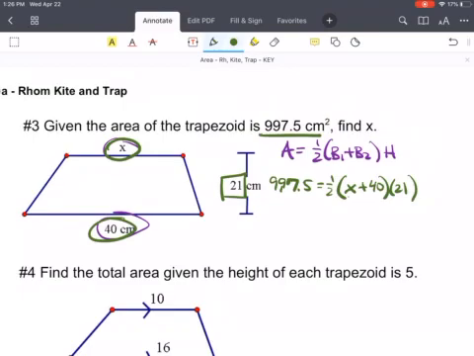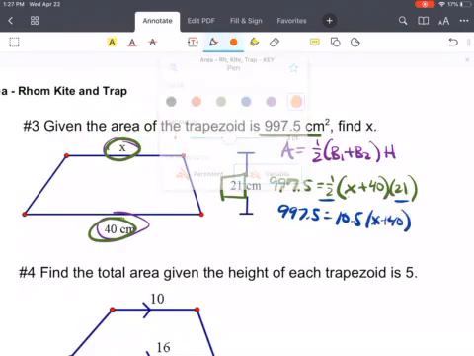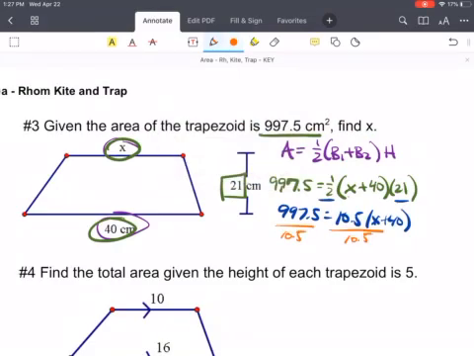Now, first thing I'm going to do is half of 21 is 10.5. So multiply those two together. And then I am going to divide by 10.5. I'm going to get 95 equals 40 plus x. So x equals 55, and we are talking about centimeters.